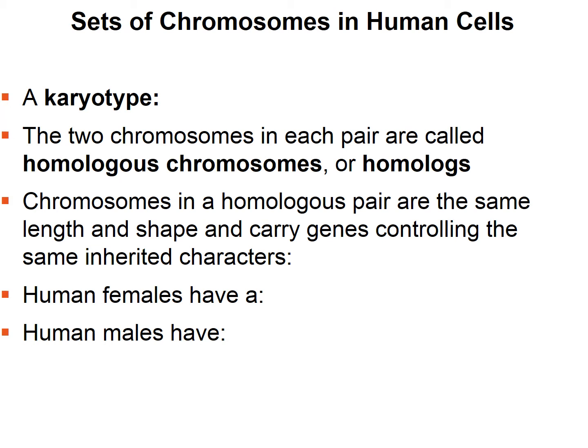They can have different versions, which means that maybe chromosome 1 from your dad has brown eyes, chromosome 1 from your mom has blue eyes. They both have eye color, but they have different versions. Human females have a homologous pair of X chromosomes. Human males have one X chromosome and one Y chromosome. Only a small part of these two are homologous with each other.